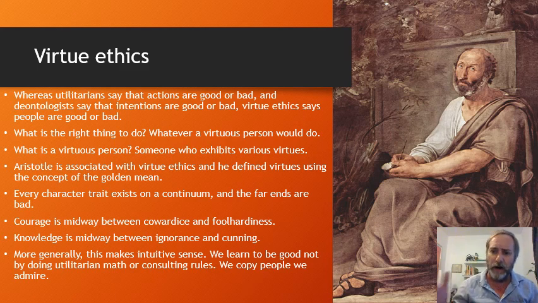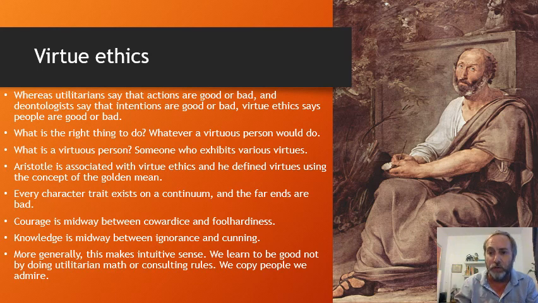Well, for Aristotle, this is associated with the golden mean. I don't know if you are familiar with this concept, right? So the right path is sort of in between the two extremes. So every sort of character trait that might be a virtue exists on a continuum, right? And either end is going to be bad. So you've got cowardice on one hand and foolhardiness on the other, and in the middle you got courage, right?